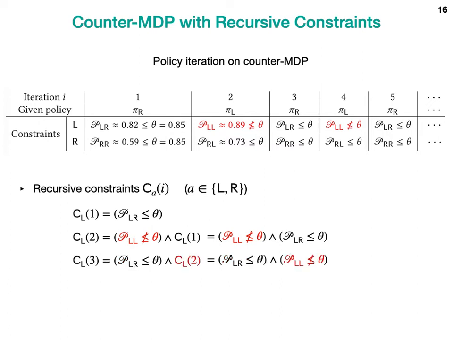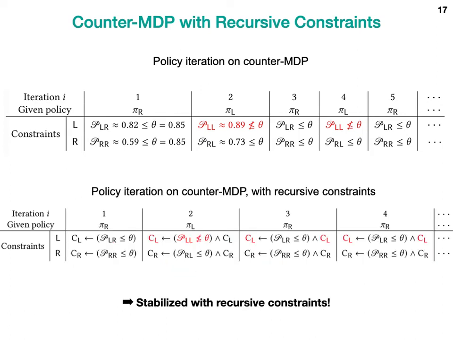And the same goes for iteration 3, iteration 4, and on and on. Thanks to the recursive constraint, we can now see that the oscillation in policy iteration doesn't happen, as the previous constraints come into play.